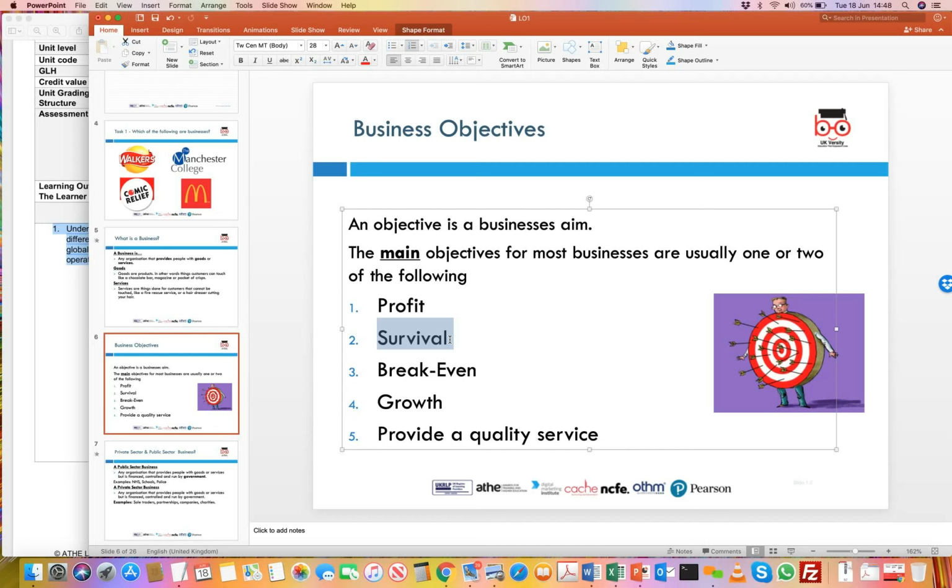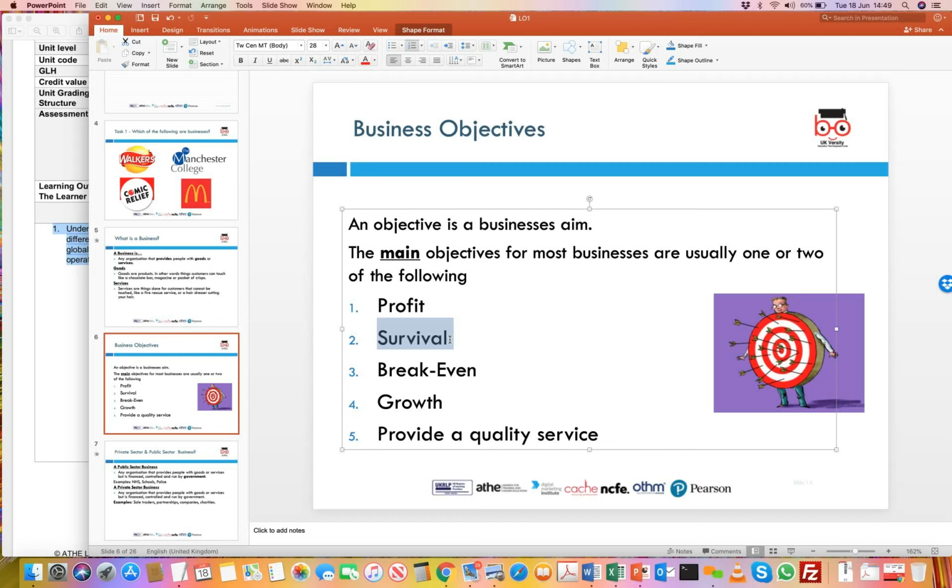Right? Now, when you start a new business, you don't make profit on day one. So in this case, when you do not make a profit, what you're trying to do is break even. That means when you're running a business for one day, one week, one month, one year, your main aim or objective is to break even. That means the money coming in is equal to money going out. You're at least not making a loss.